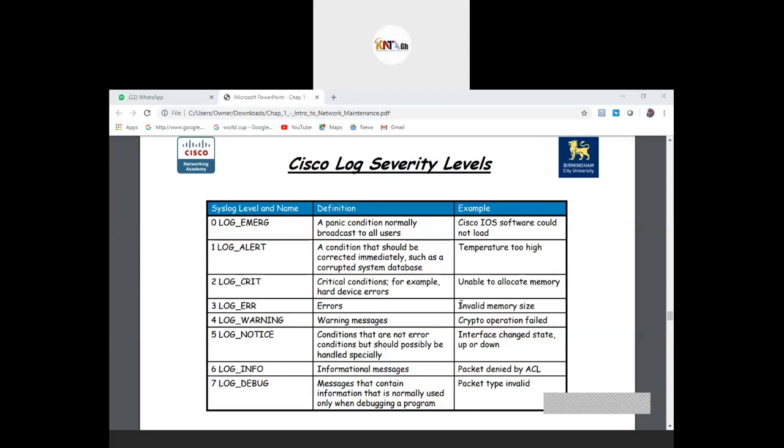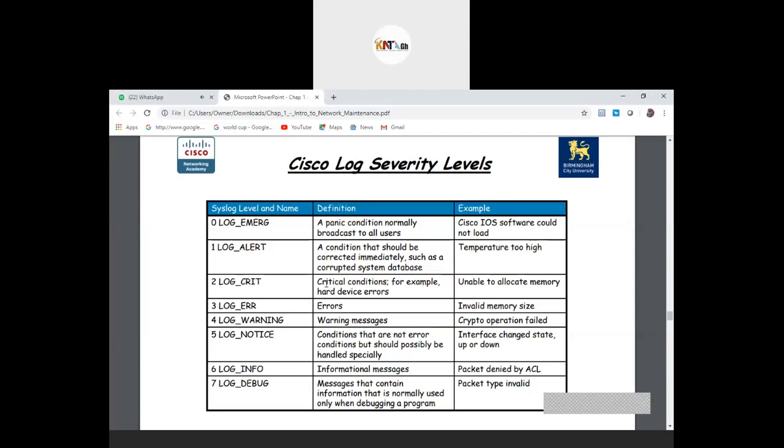So the definition: log level 0 simply defines a panic condition normally broadcast to all users. For example, Cisco Internet Network Operating System software could not load. So, number one, log alert. That is a condition that should be corrected immediately, such as corrupted system database, and it will show on the device as temperature too high. And then log critical.